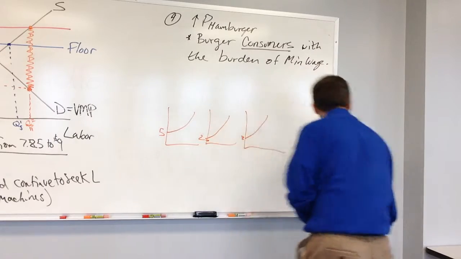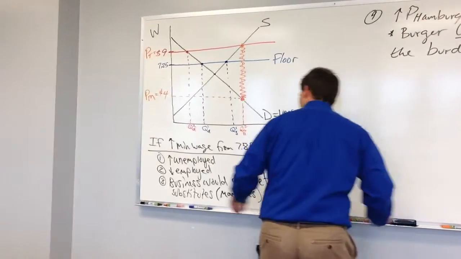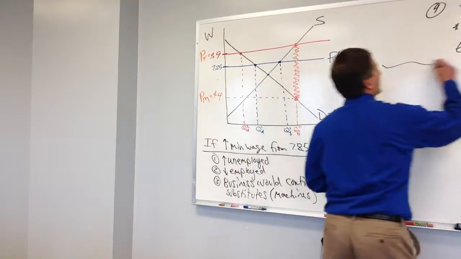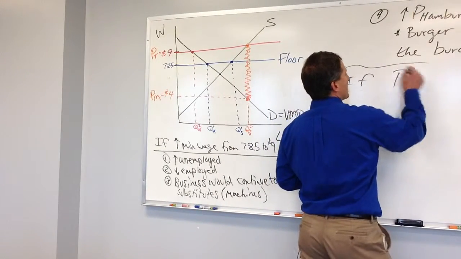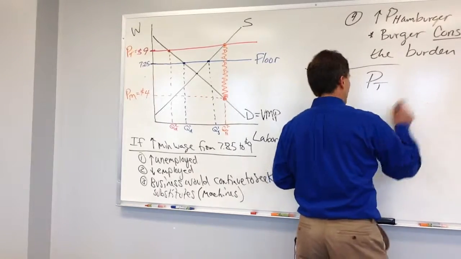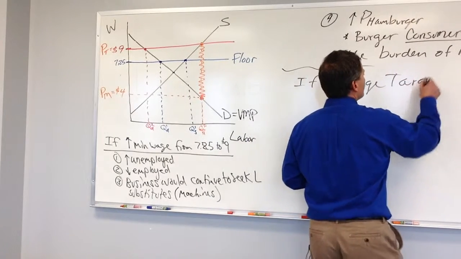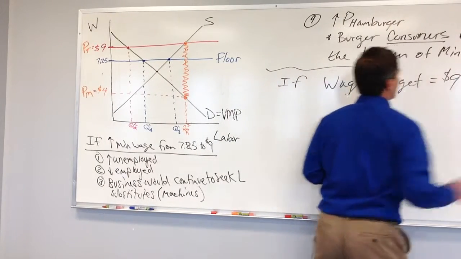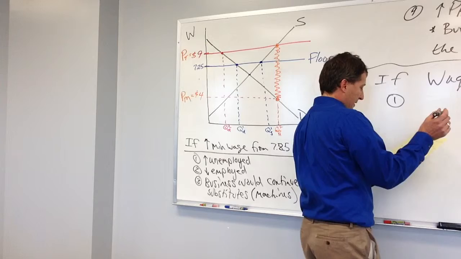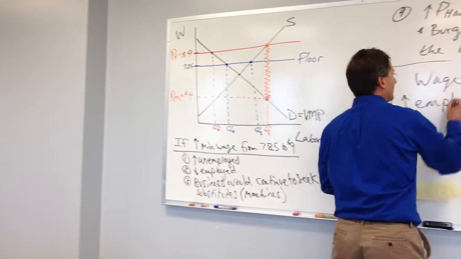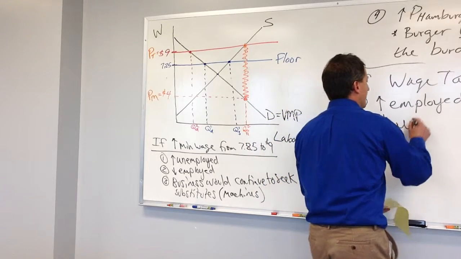Let me write down some of those conclusions. I think we've got just a minute left here, so that when you review your notes, you're not like, what? What he said was pretty cool, but I can't remember what it was. So if we have a target price, which is really, let's say, a wage target, if we instead have a wage target equal to $9, with the government making up the difference, here's our bullet points. We'd have an increase in the number of people working, an increase in the employed, a decrease in the unemployed.